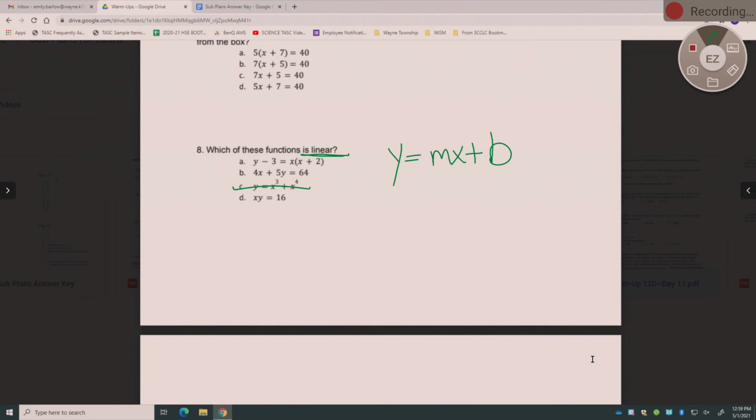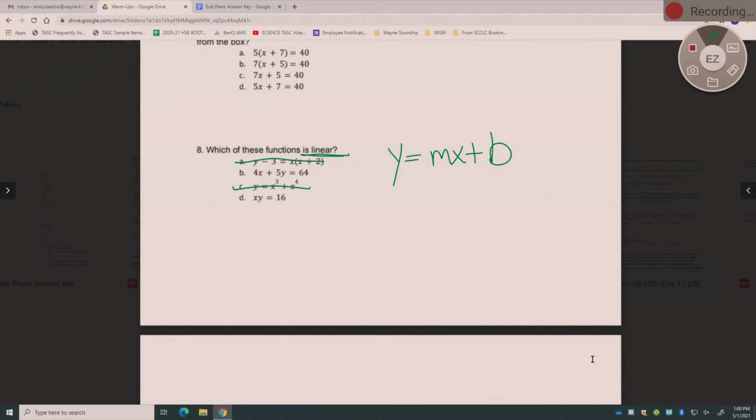It also takes A out of the running because x times the quantity of x plus 2 is the same thing as x squared plus 2x. So even though A doesn't look like it has an exponent greater than 1, it actually does if we math it out. So C is wrong and A is wrong. Now we're looking for something between B and D.